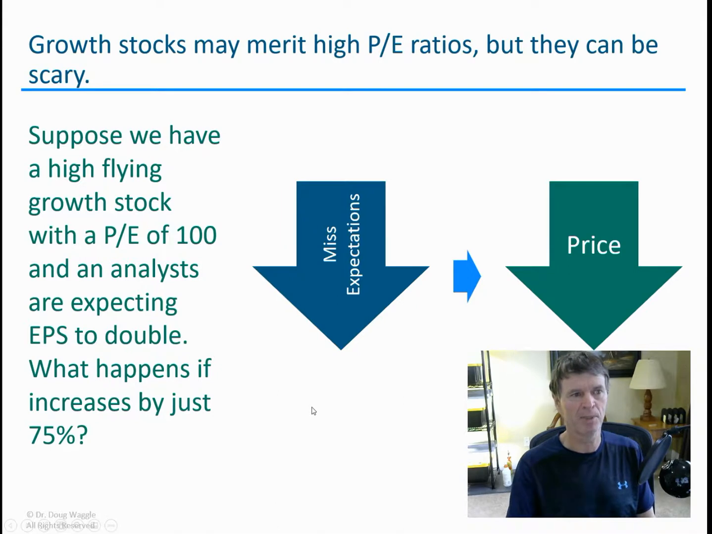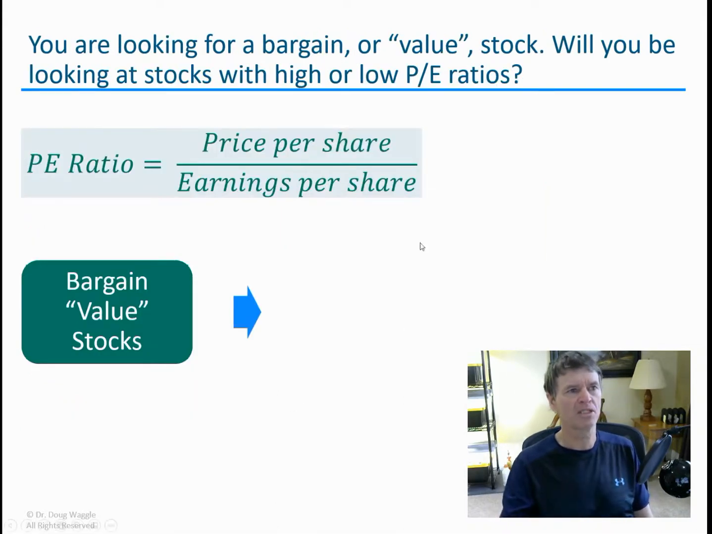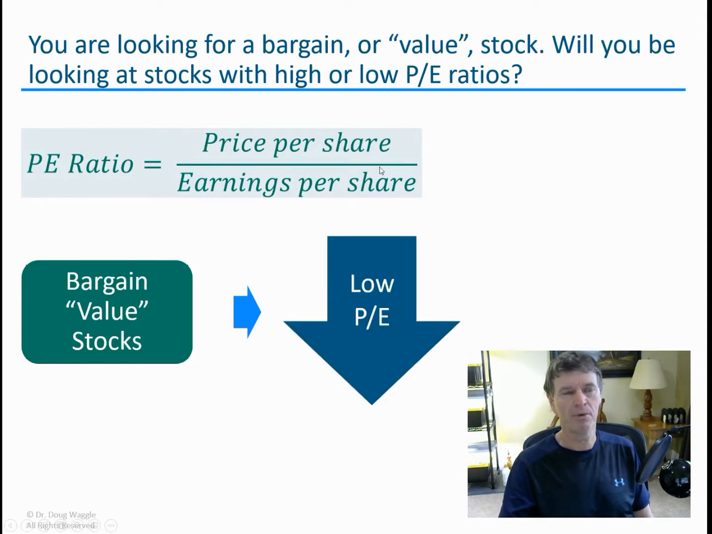Now, value stocks or bargain stocks are stocks that have low PE ratios. That's one way to find them. You look for stocks that are relatively cheap based on price per share compared to earnings per share, the PE ratio. Again, that's one way to look for stocks. You find a stock that's cheap and you hope that something good happens to it and the PE ratio gets higher.